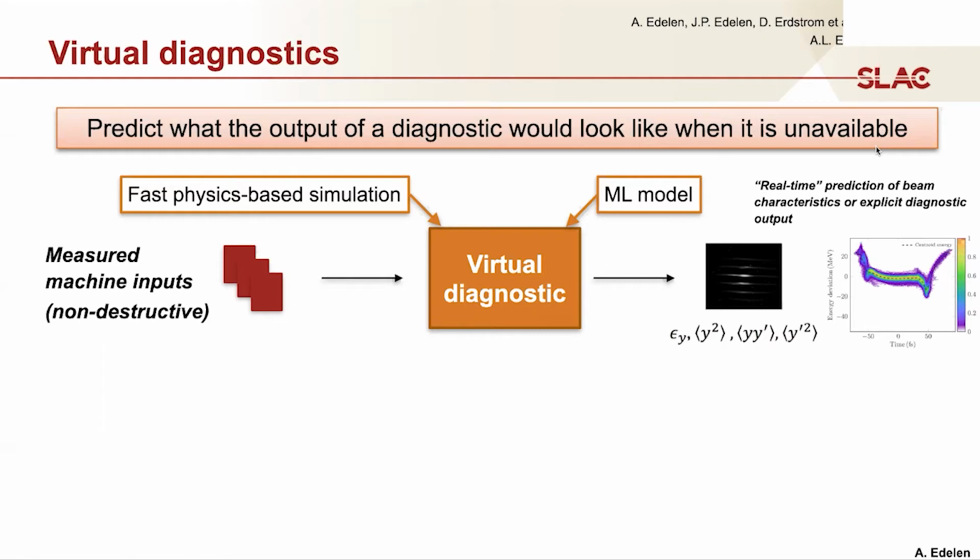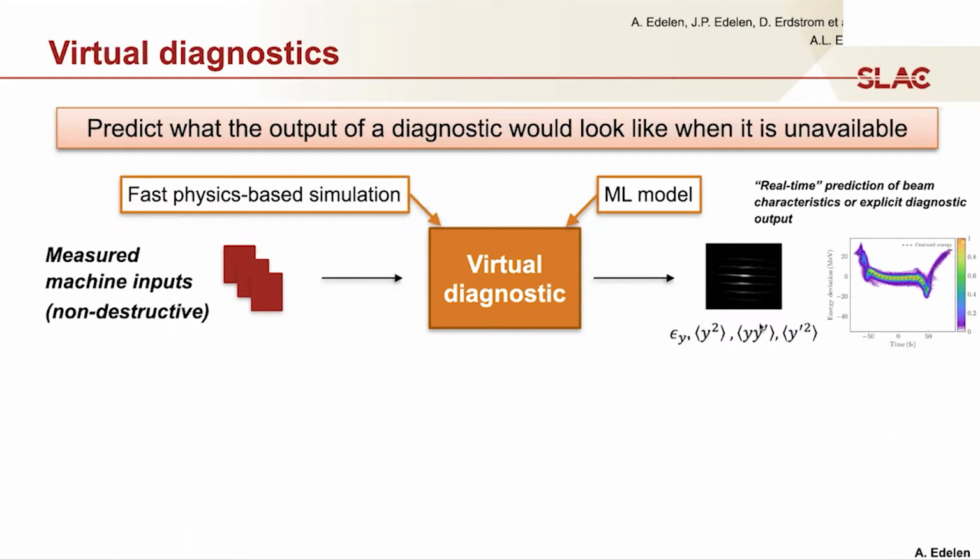And this can be based on either fast physics-based simulations or machine learning models. The idea is that you take some inputs that you can measure on your machine non-destructively on a single-shot basis. You feed them to this either fast physics-based simulation tool or machine learning model, and you can get out a prediction of, say, the longitudinal phase space or the transverse emittance of the beam in real time without intercepting the beam, so you can use it for experiments at the same time.